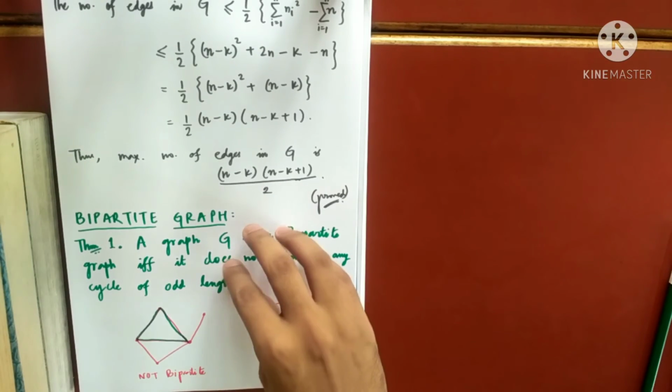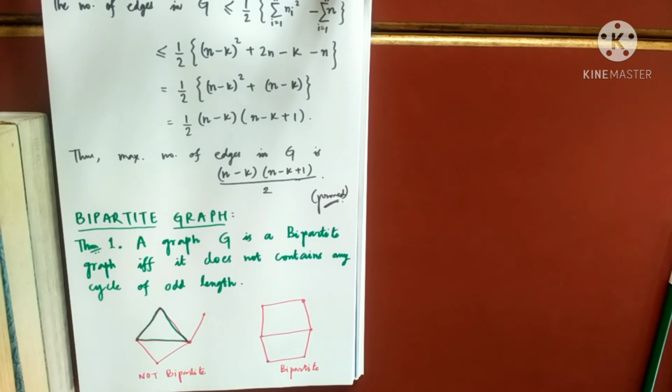I am skipping the proof of this one, but I will do it if time permits, because I cannot give so much time to this theorem as I have so many topics still remaining. Let me do another theorem based on bipartite graph. Then we will complete this chapter. We can start a new chapter in the next class. So I am ending this session with 2 theorems on bipartite graph.